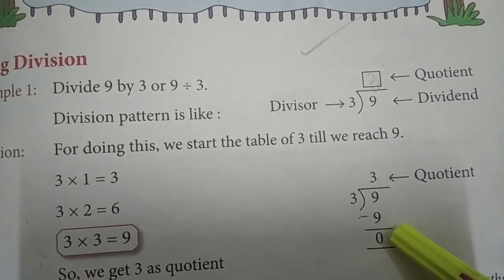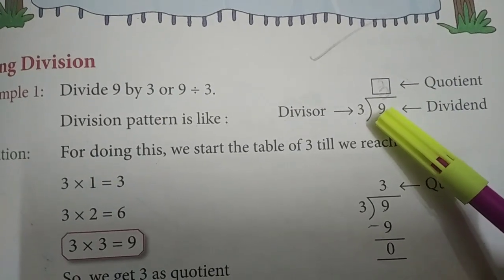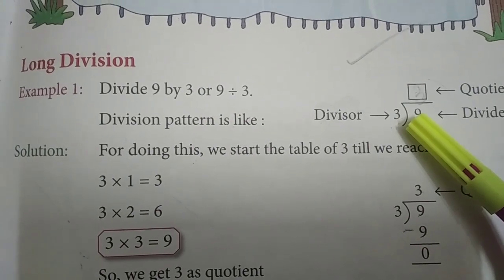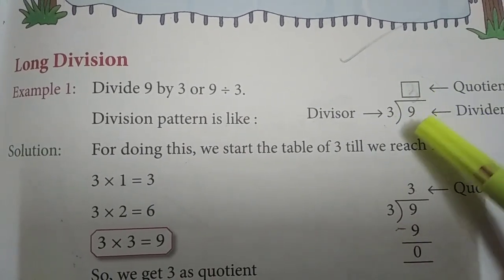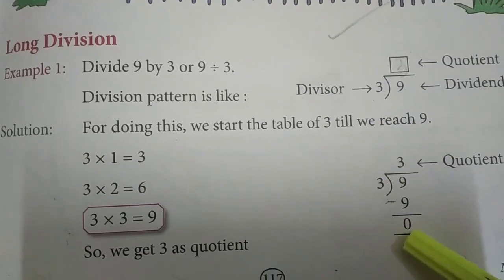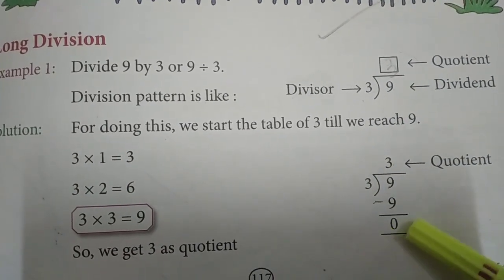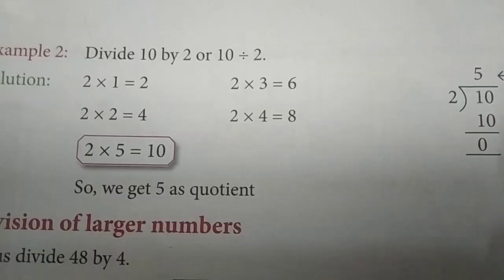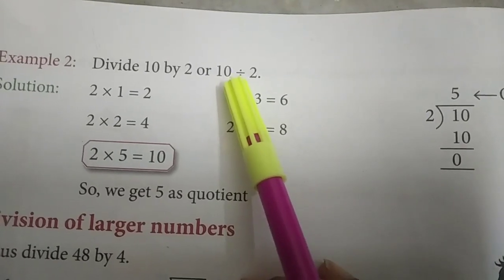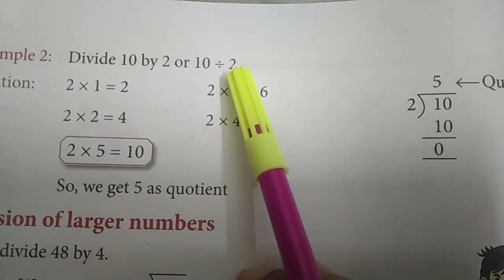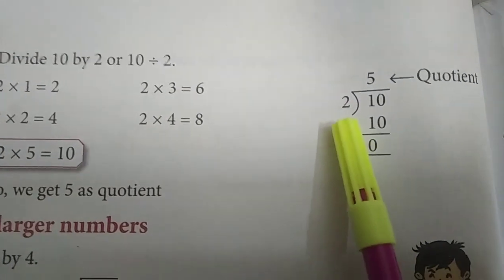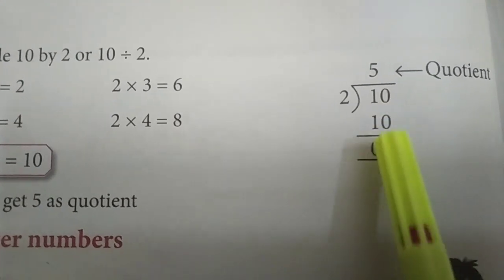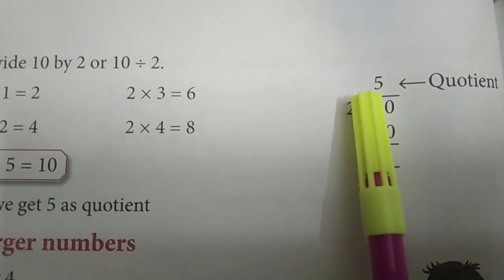And after subtracting, like 3 3s are 9, right? You have to subtract. Why are we subtracting? Because division is nothing but repeated subtraction, right? So 3 3s are 9, we will do 9 minus 9, we will get 0. Whatever we are getting here is called the remainder. Okay children? Similarly, if the question is 10 divided by 2, you have to follow the 2 table and find whether we are getting 10 or not. So 2 5s are 10. 10 minus 10 you will get 0. So 5 is the answer, children.